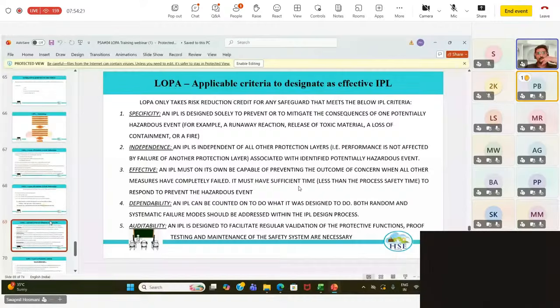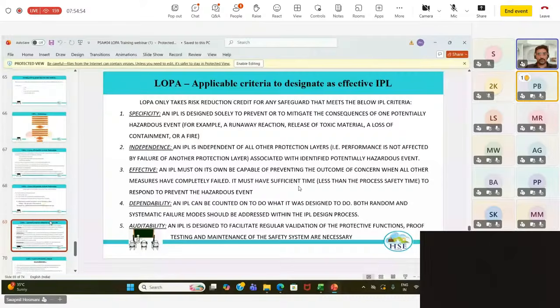Next is effective. An IPL must on its own be capable of preventing the outcome of concern when all other measures have completely failed. That means even if all other safeguards, whether a safeguarding loop or a control loop, have failed, this IPL loop should be able to effectively overcome it and prevent the hazard. It must have sufficient time, less than the process safety time, to respond to prevent the hazard event. So the IPL should respond in less time than the process safety time for it to be effective.